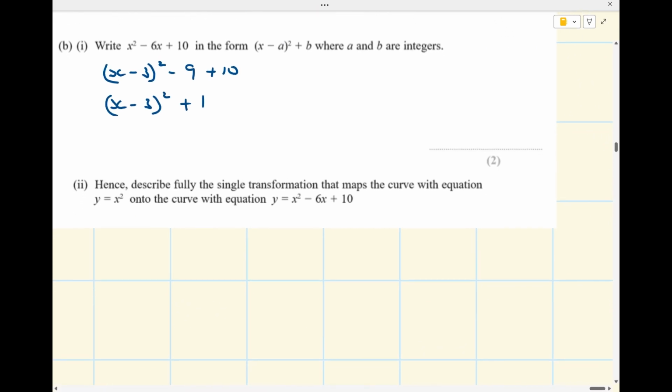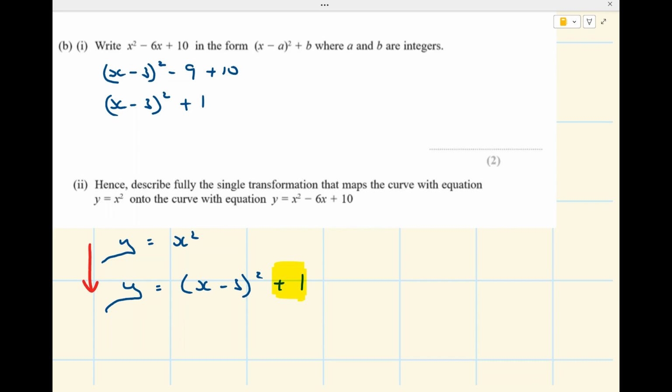Hence, describe fully the single transformation that maps the curve y equals x squared onto the curve y equals (x minus 3) squared plus 1. Now, what's going to happen to the curve as I go from there to there? Well, the first thing I notice is the change outside the bracket. That's going to add 1 to each of the y coordinates, isn't it? So that's going to translate the curve by 1 unit up.